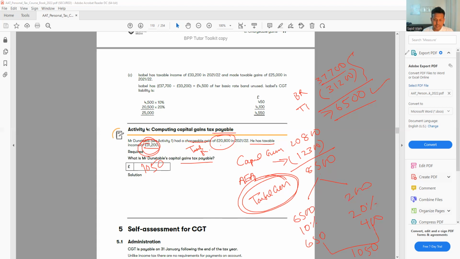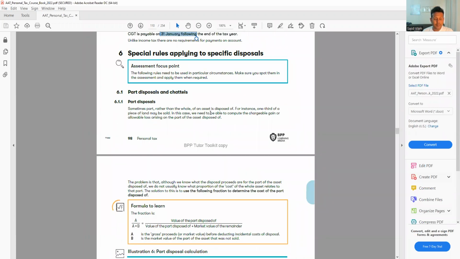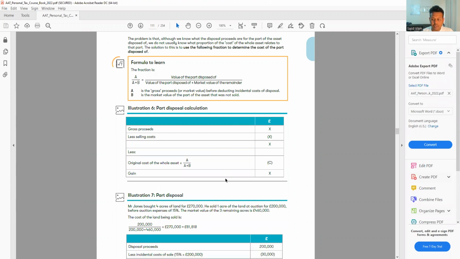All right, so let's have a look. The next one, then, we have the self-assessment date. The date is 31st of January. We already said that. Then we have a part disposal. Now, the part disposal question normally comes in the exam sometimes, so you need to make sure you know the formula. The formula here is to find out the cost.